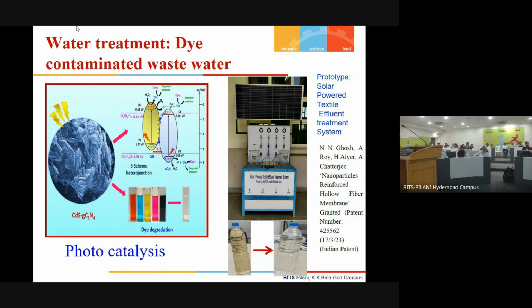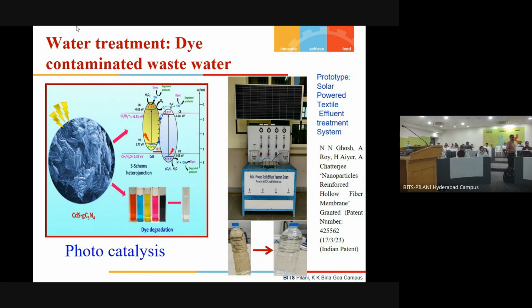Using that catalyst, we have made a photocatalyst, and using that we have made a prototype, a solar cell. We got some wastewater from a textile industry, and we processed it through this, and we got clean water. I must say, when I am talking about clean water, it is not drinkable water. I am not saying that. It is a lab scale prototype, I would say.